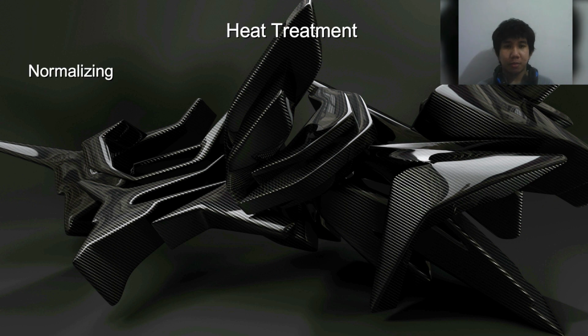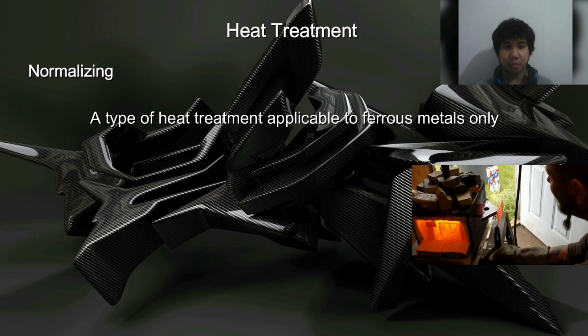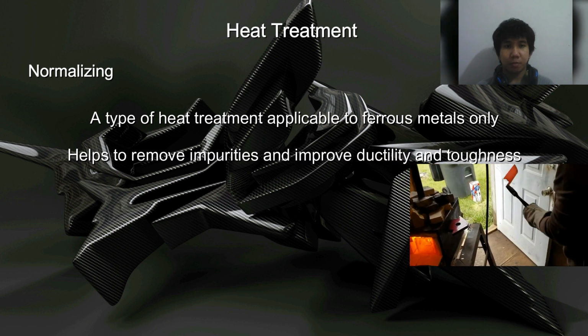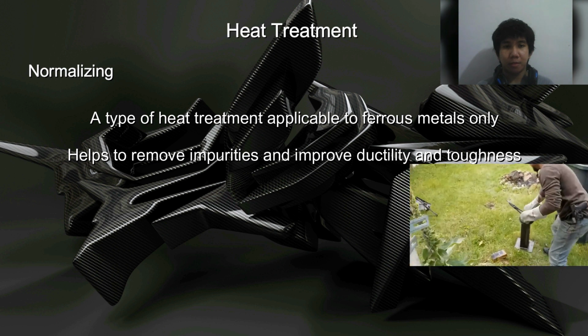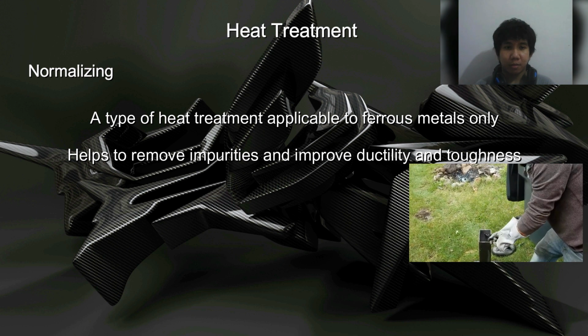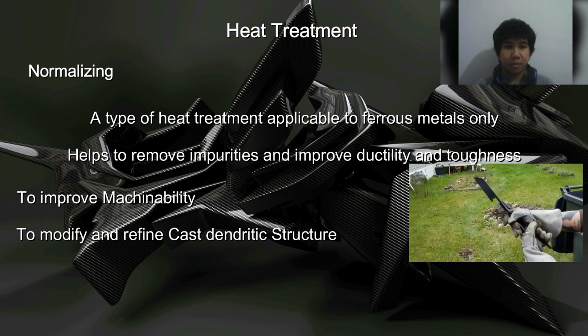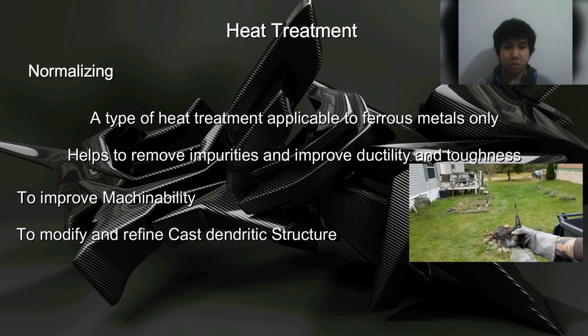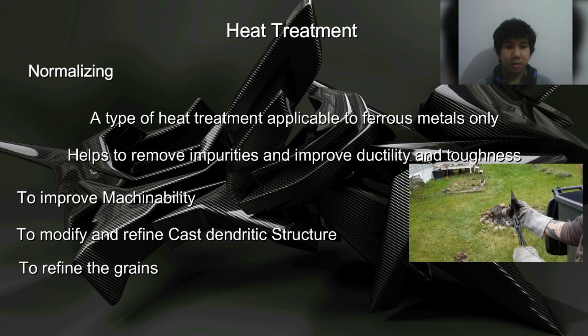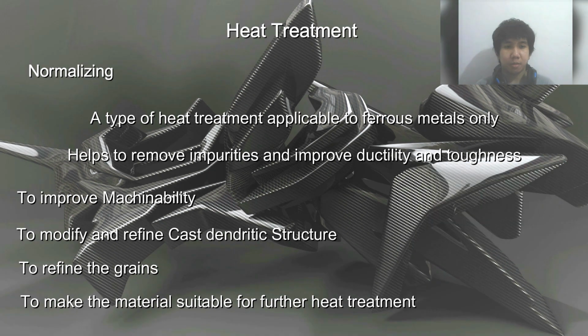Once again, I am Frank Saise, continuing the topic, normalizing. It is a type of heat treatment applicable to ferrous metals only. It helps to remove impurities and improve ductility and toughness. The purpose of the normalizing process is to improve machinability, to modify and refine cast dendritic structure, also to refine the grains, and to make the material suitable for further heat treatment.